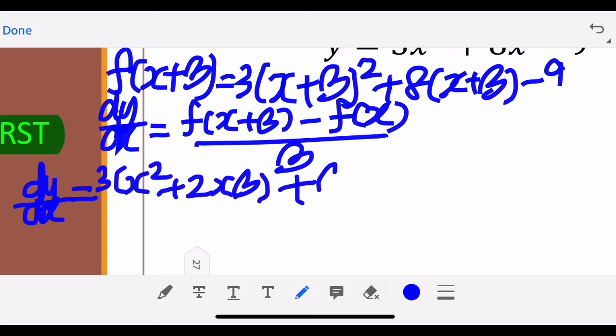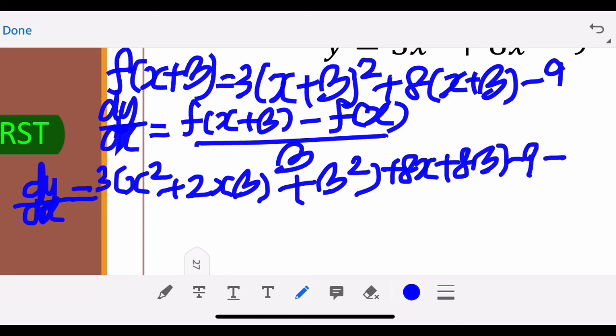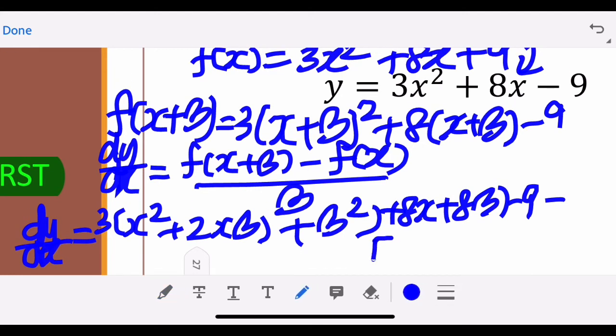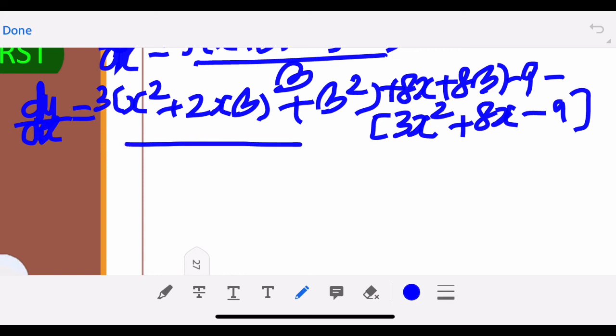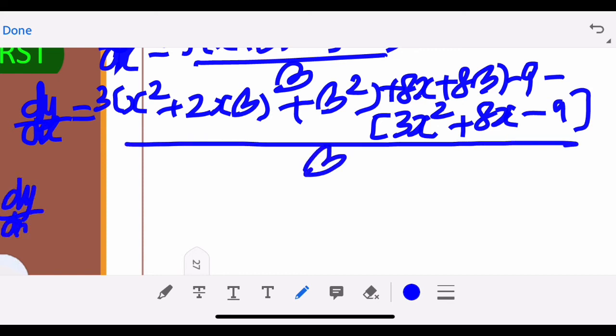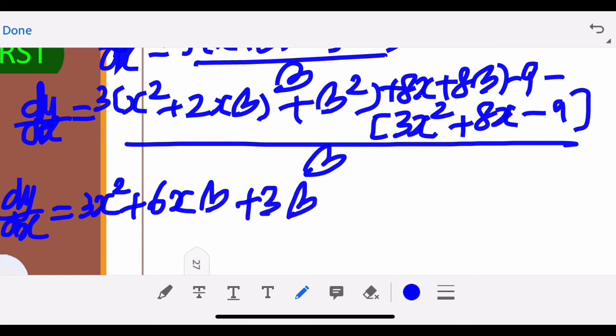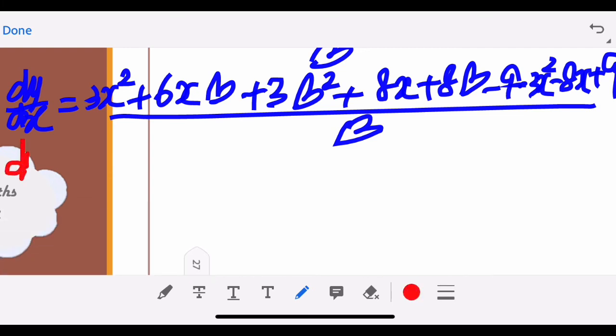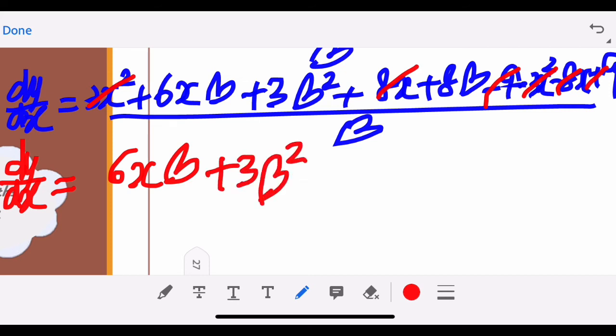Okay, understand? So now we are going to take f(x plus delta) minus f(x) over delta. So let's do it carefully, and let's double check. When we do the expansion: x squared plus 2x delta plus delta squared, plus 8x plus 8 delta minus 9, and then minus the function. Be careful when you minus the function. Why? Because we are subtracting 3 terms. So we need to be very careful. When we subtract 3 terms in the bracket, over delta, it becomes minus 3x squared, minus 8x and plus 9. Alright, so you have to divide by delta finally. Now let's do it carefully again, and then we will try to simplify as carefully as possible.